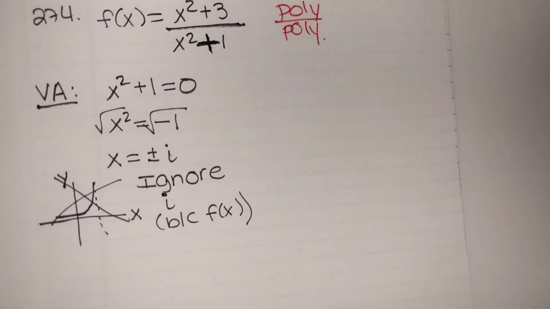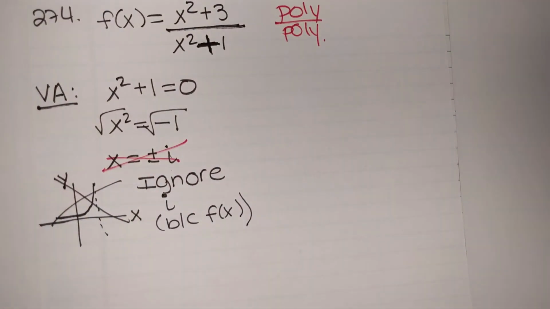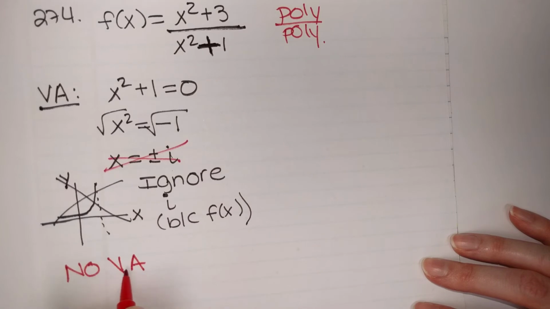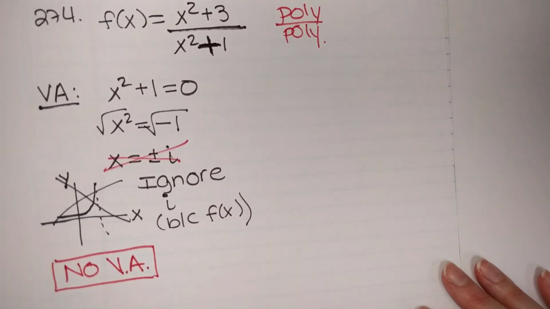real output. Now, if we ignore the i, that means that this whole thing about how x is equal to plus or minus i being a vertical asymptote is going to be ignored. And so that means that there is no vertical asymptote. Okay, so our conclusion there would be no vertical asymptote.